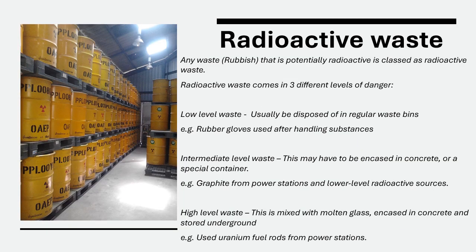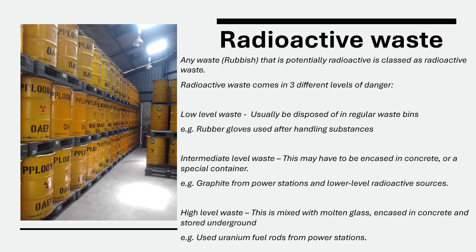Any waste or rubbish that is potentially radioactive is classed as radioactive waste. Radioactive waste comes in 3 levels of danger. There's low-level waste, which is usually disposed of in regular waste bins. So this could include rubber gloves that have been used to handle a substance.